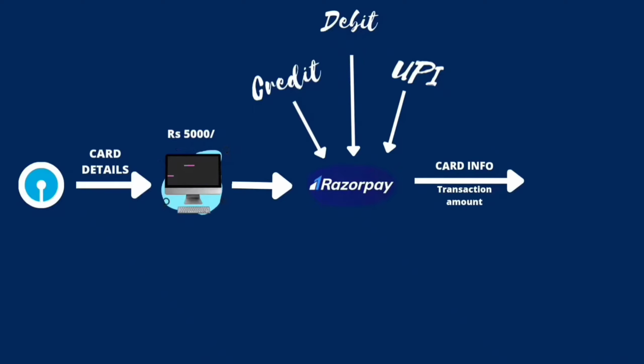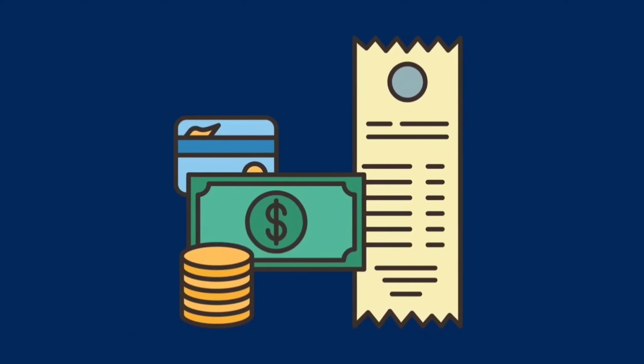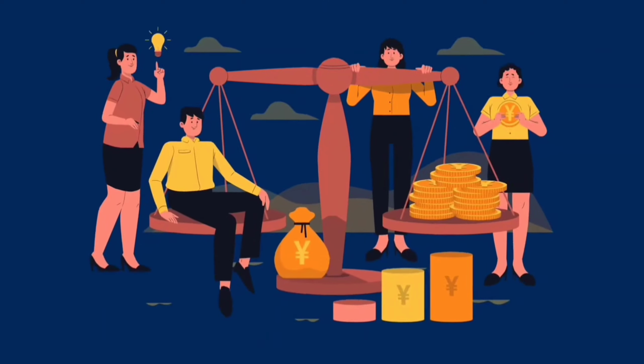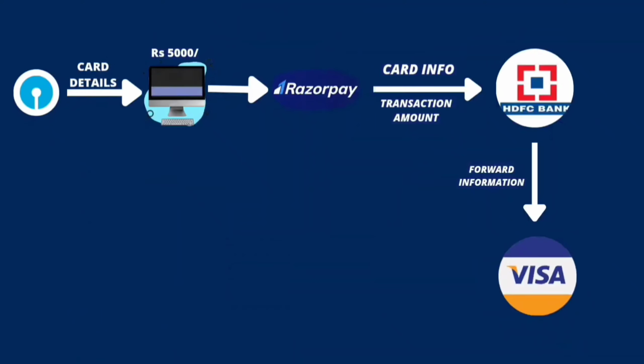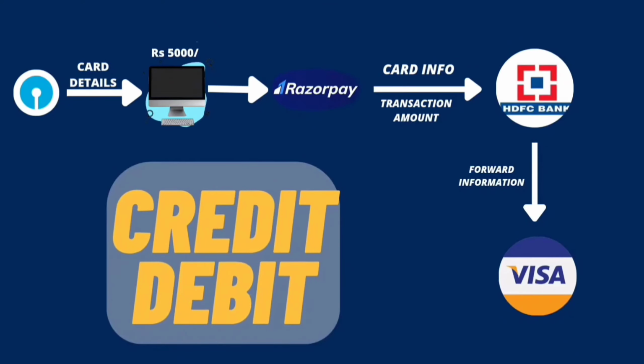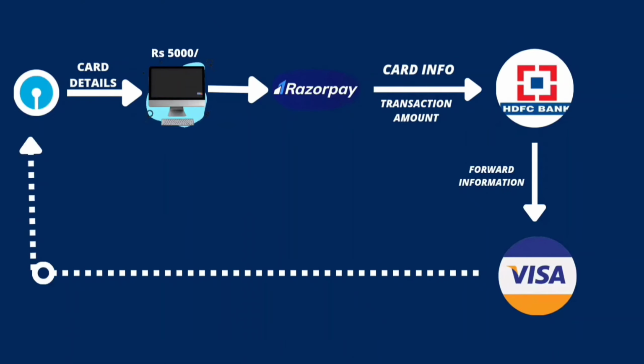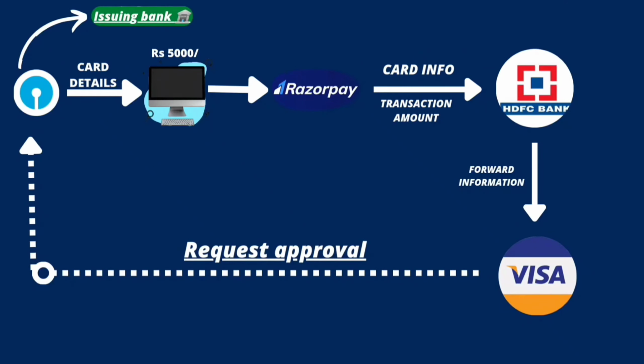Razorpay will collect my card information and the payment amount, and then pass it to the merchant bank, which in this case is HDFC. From then onward, HDFC captures the transaction and forwards the information to Visa, which is the credit or debit card network. This is where Visa routes the transaction to my bank, which is SBI, and requests approval. So basically, Visa is asking SBI whether I have enough funds or not.